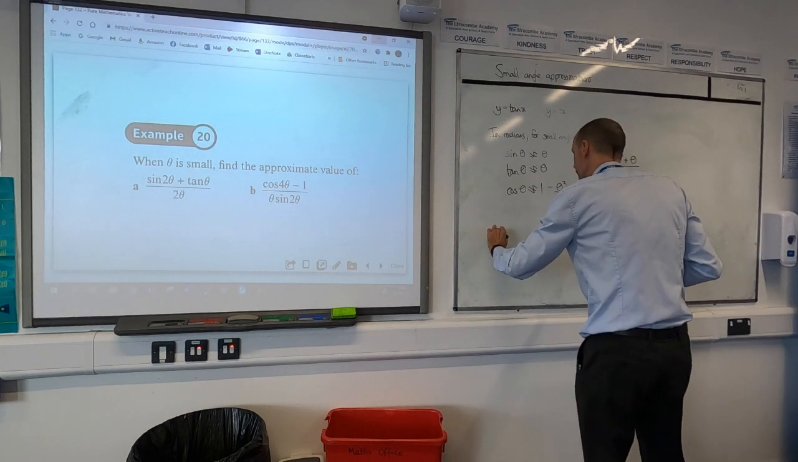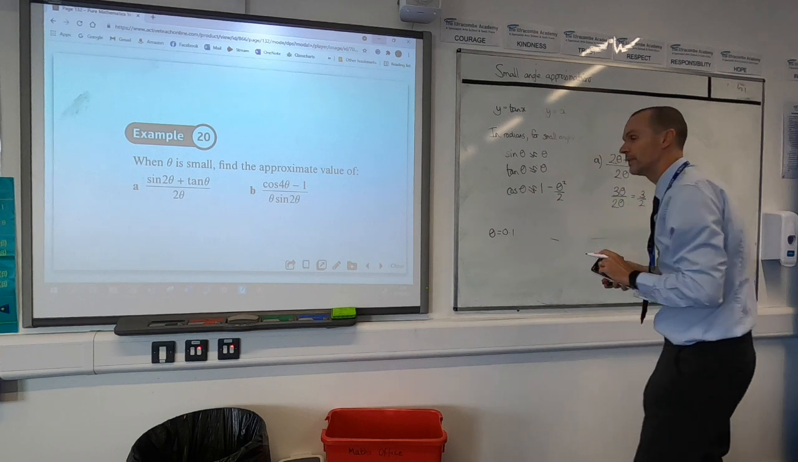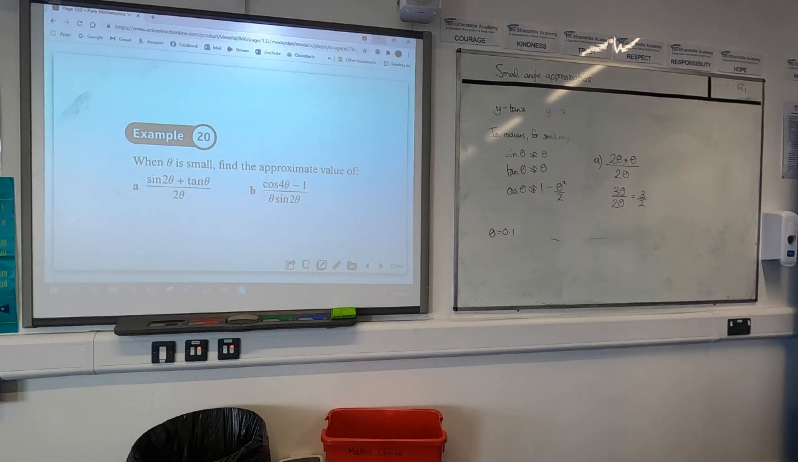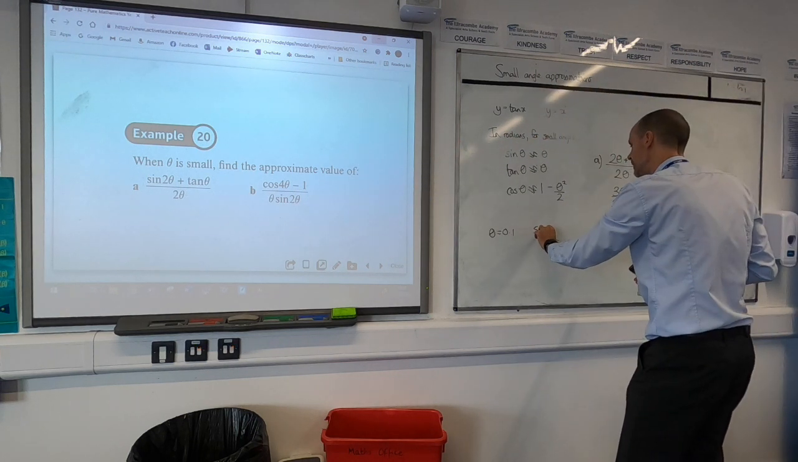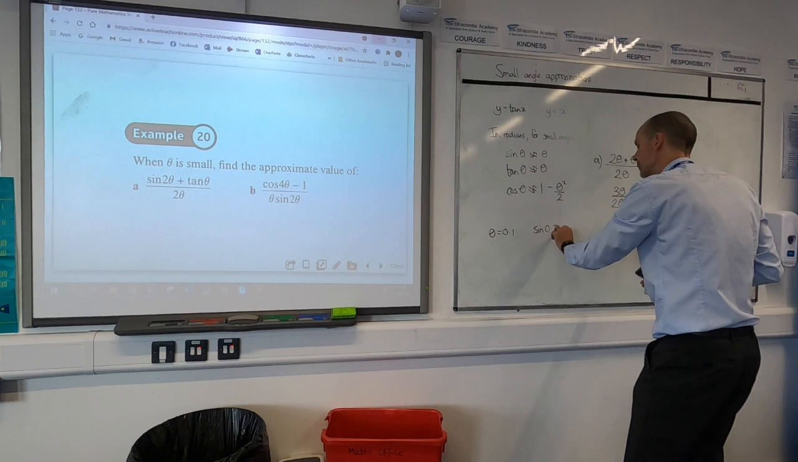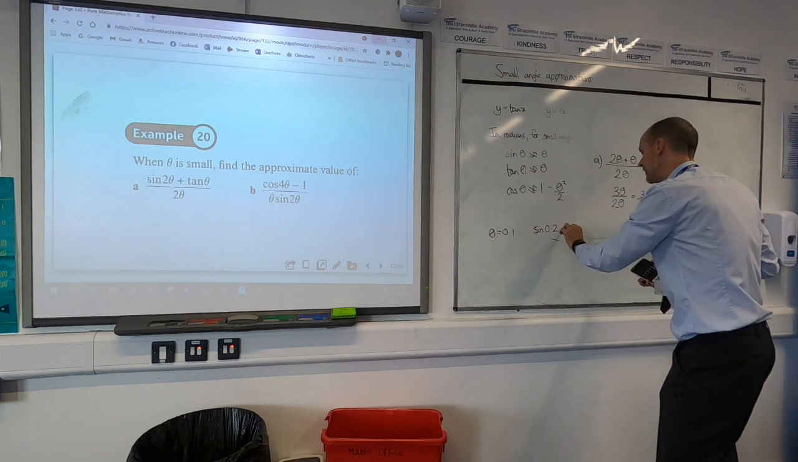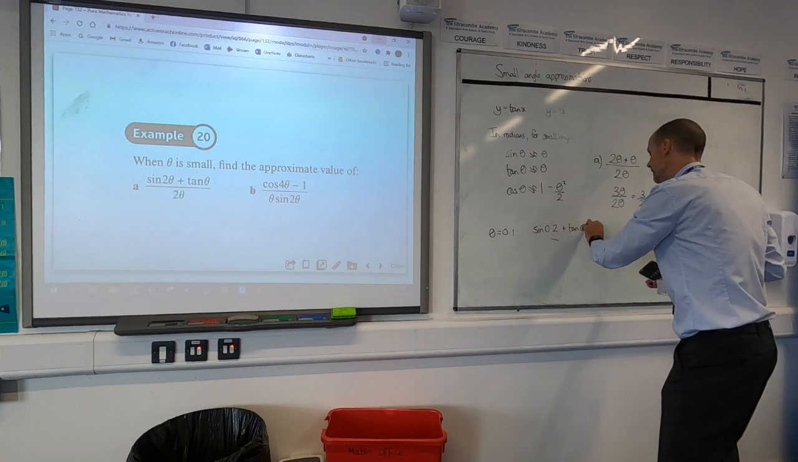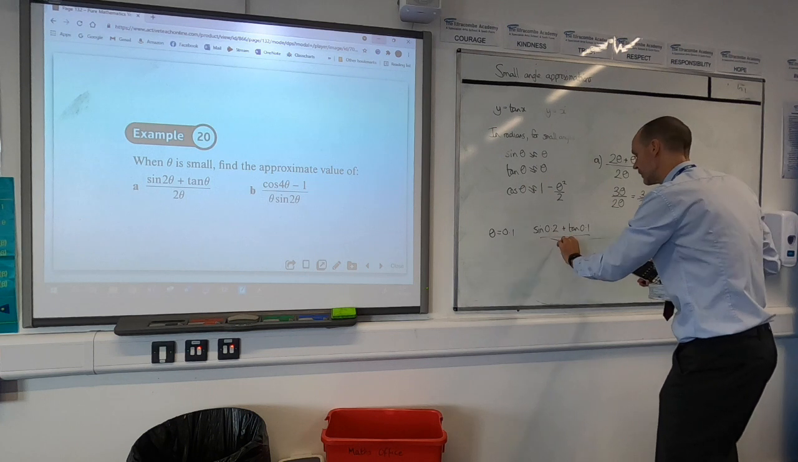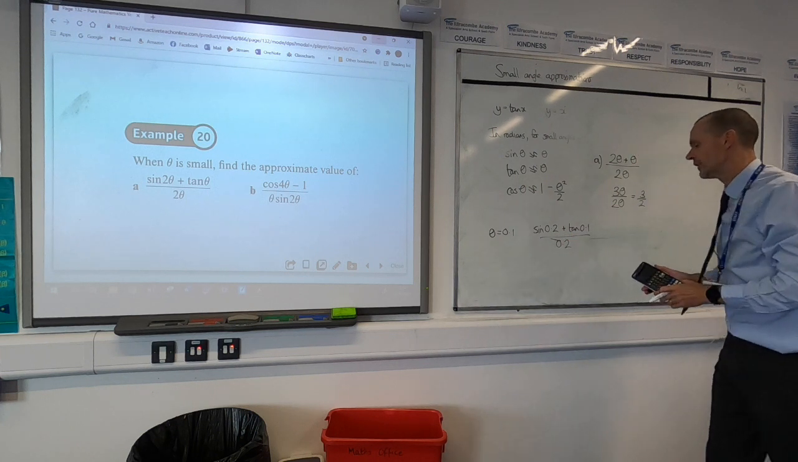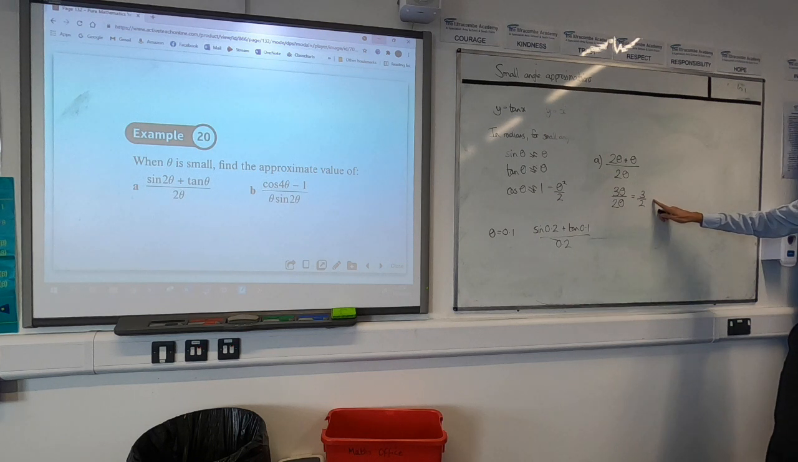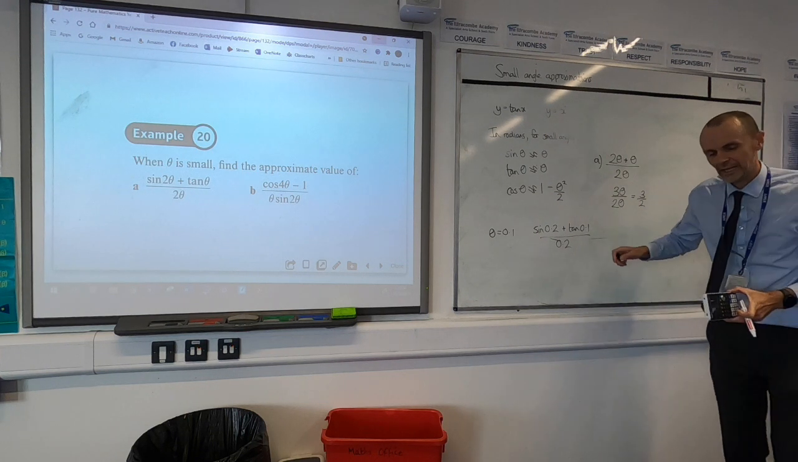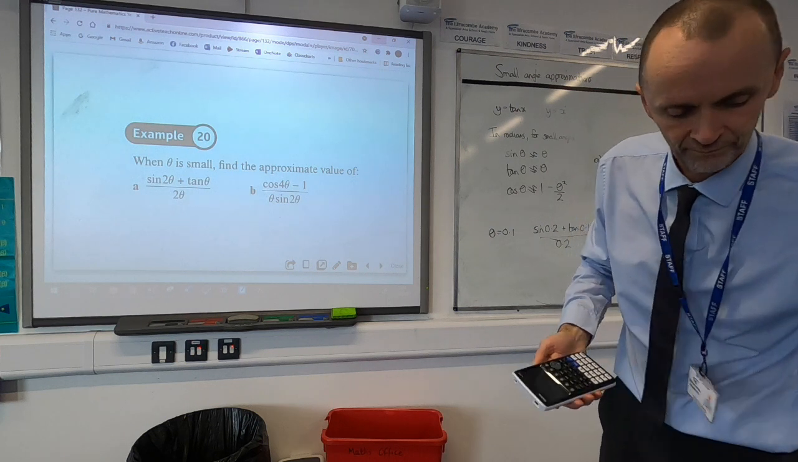No, not a half, 0.1. 0.1 radians, that's about 6 degrees. 1 radian is about 60. So if I type that actual sum in, I'm going to type in the sine of 2 lots of that, which is 0.2, plus the tan of that, divided by 2 lots of that. So that's the exact answer, and we're saying it's going to be roughly 1.5. See how close you are.